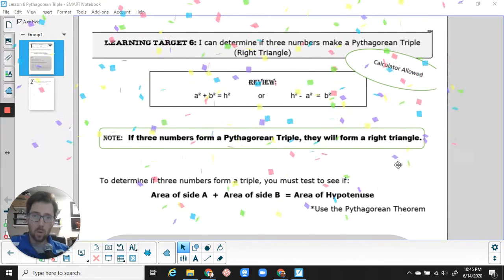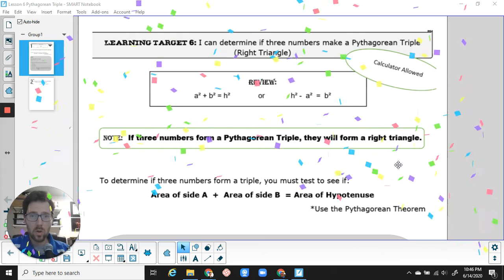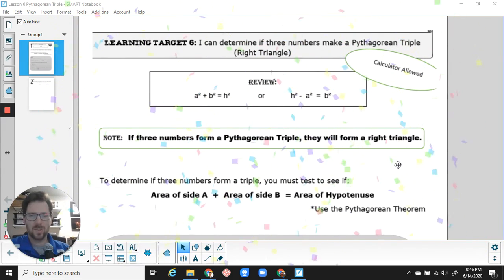Okay. Woohoo! I just learned how to do that. This is the last one in the unit. So, learning target number 6. I can determine if three numbers make a Pythagorean triple. Woohoo! All right, so here we go. You're going to hear a lot of that in this video.